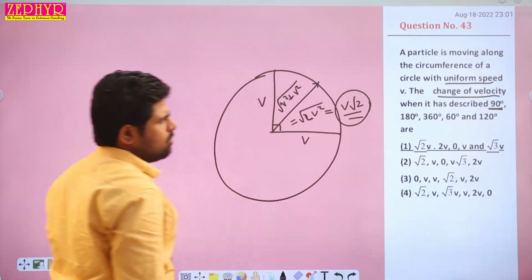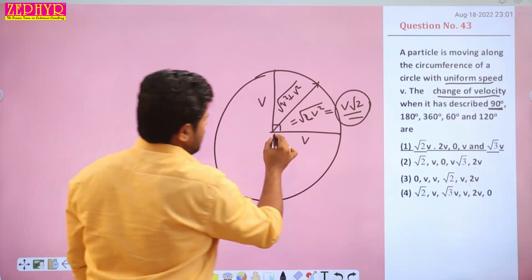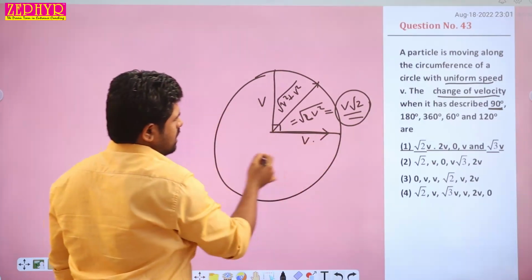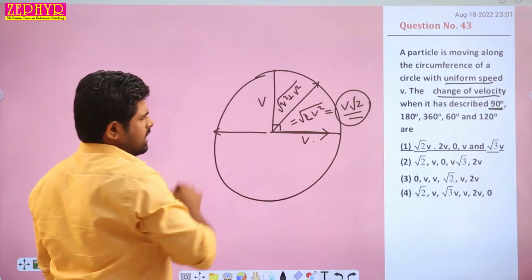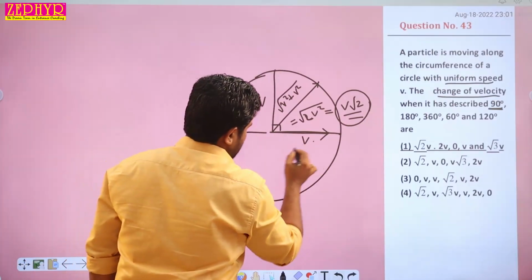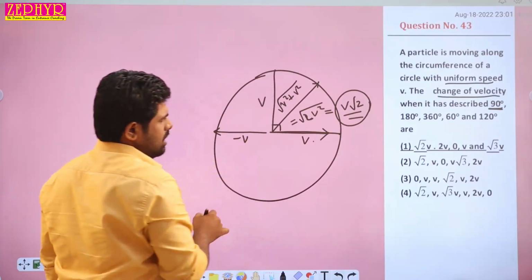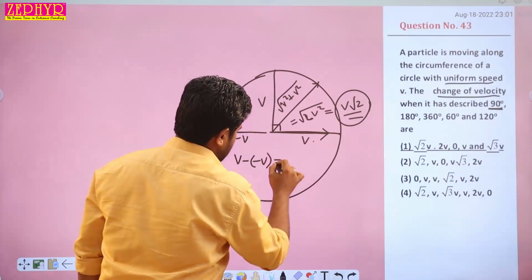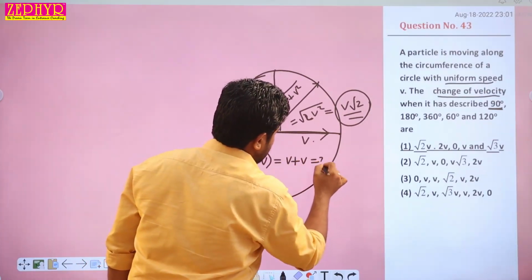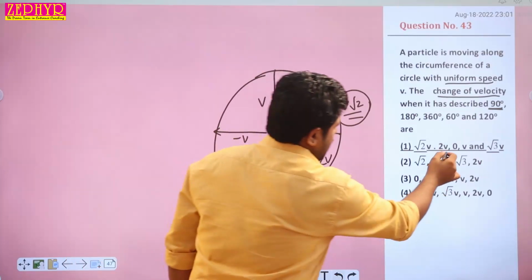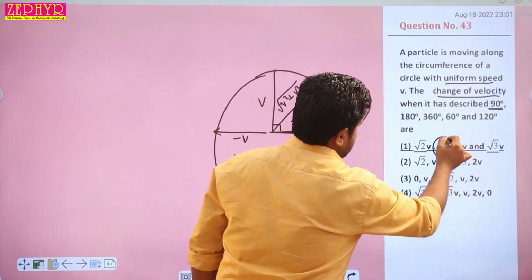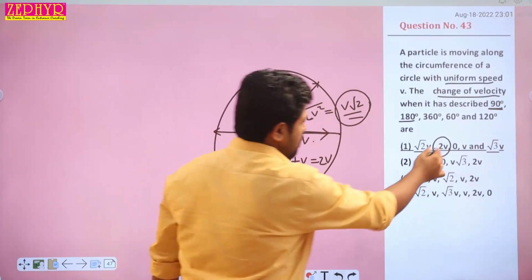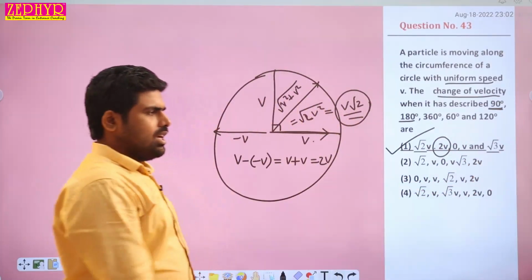If theta is equal to 180 degrees, it means the initial velocity is acting in this direction and the final velocity is acting in this direction. So now this one is v and this one is minus v. So change in velocity means v minus (minus v), that is equal to v plus v, that is equal to 2v. Again I confirmed the second option is 2v. At 180 degrees the change in velocity is equal to 2v. So now the first one is the correct option.